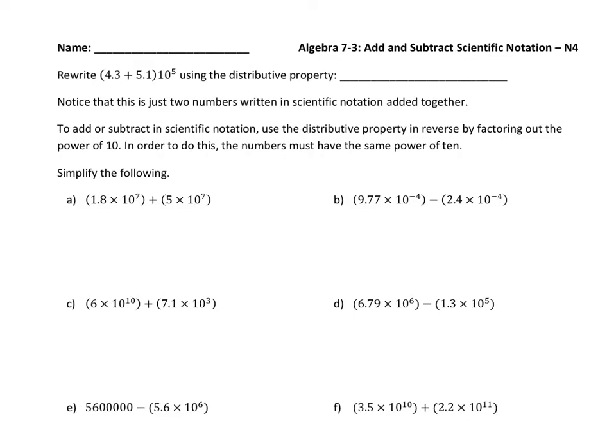Algebra Unit 7, Lesson 3, Notes 4, Add and Subtract Scientific Notation. Rewrite 4.3 plus 5.1, all times 10 to the 5th power, using the distributive property.